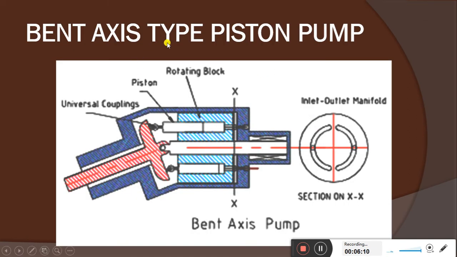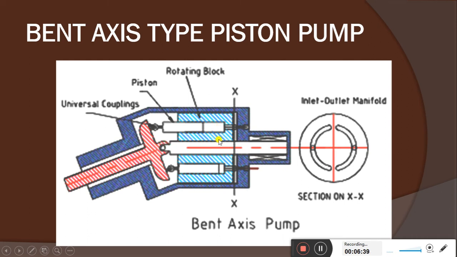Let's see the bent axis type piston pump. Bent axis type piston pump is nothing but, in here this is the driving shaft, and this is the rotating barrel. Sorry, the diagram is not that clear. Okay, I think you can manage it. So this is a driving shaft, this is the rotating barrel, and it is not on a single axis. The axis is at an inclined position.